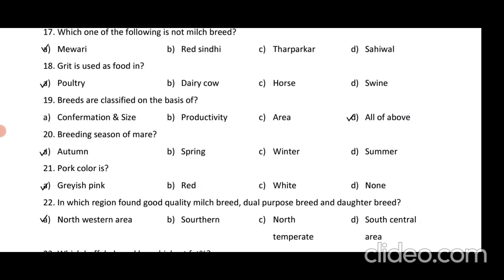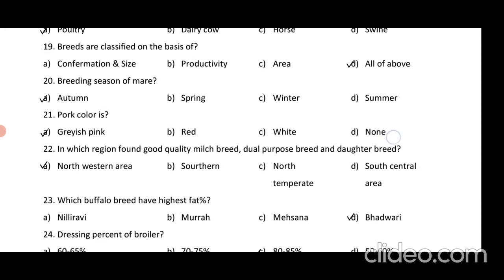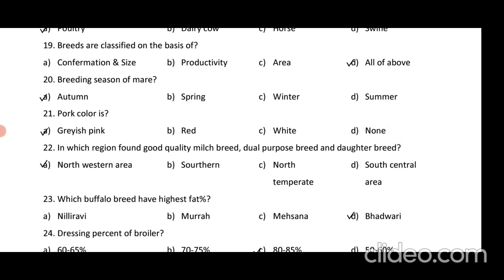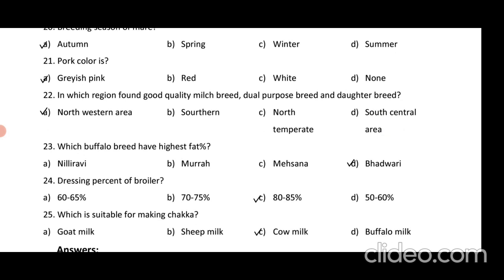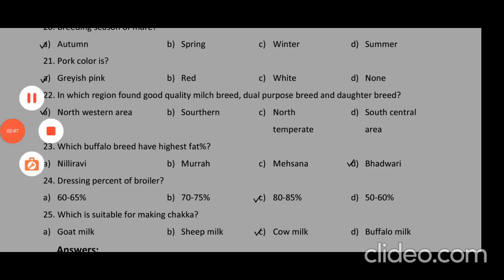In which region are good quality milch breed, dual purpose breed, and draft breed found? Northern Western area. Which buffalo breed has the highest fat percentage? Bhadawari. Dressing percentage of broiler is 80 to 85%. Which is suitable for making chakka, cow milk?